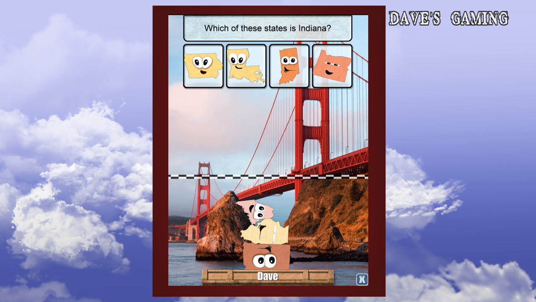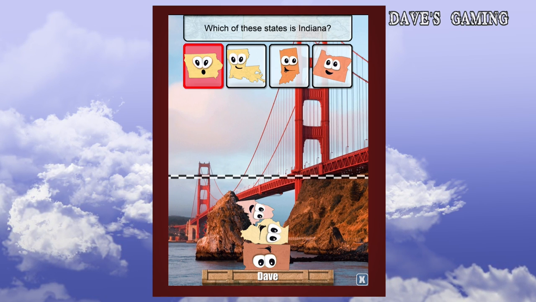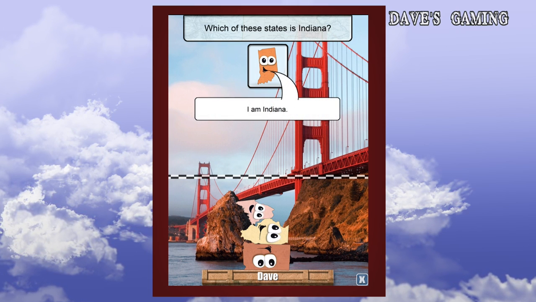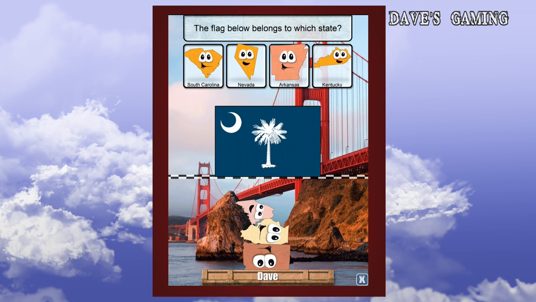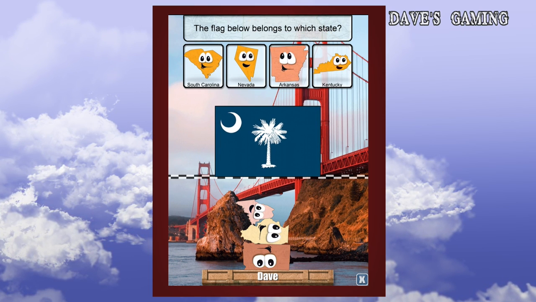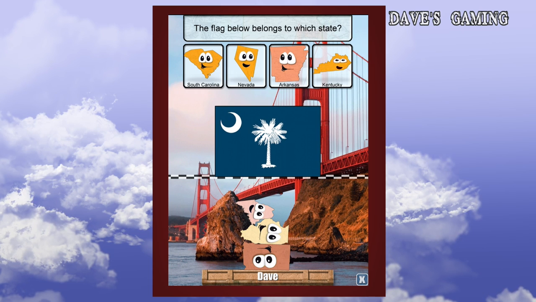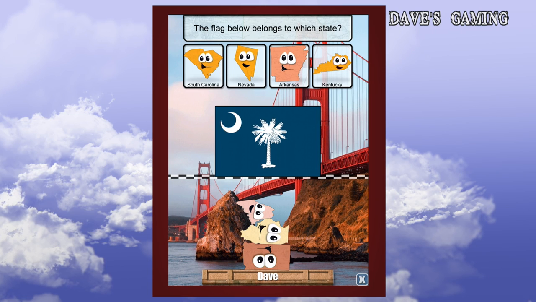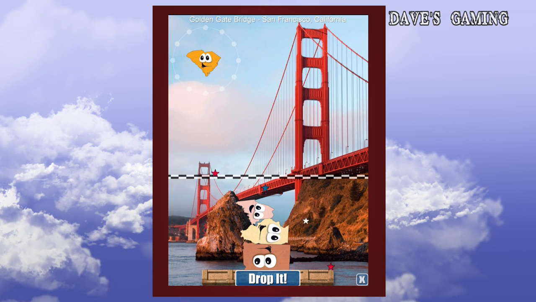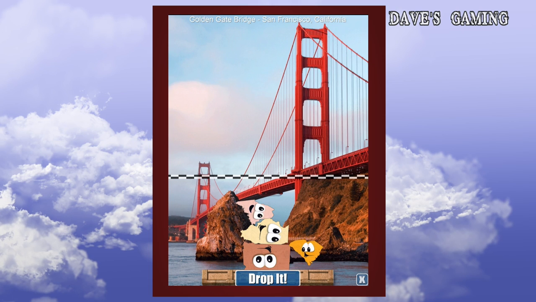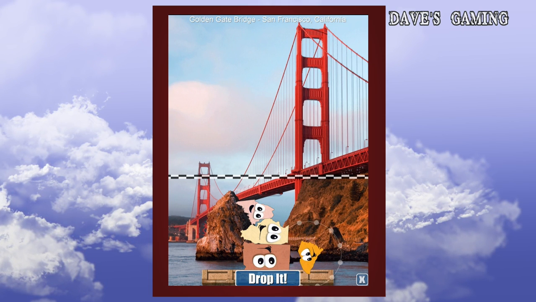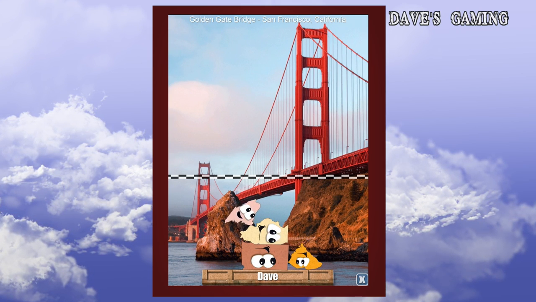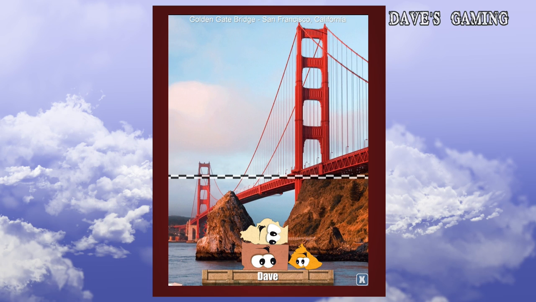Which state is Indiana? I don't remember. That one, huh? It looks like... what is this? So the cartoon. What is that? Palm and a moon. It looks like a Muslim flag. Flag belongs to which state? Arkansas? South Carolina, right guess. See? I went against my guess, so I got it. Well, anyway, my gut feeling was telling me to press that. I'm gonna lose the state. Jeez. All right, goodbye.